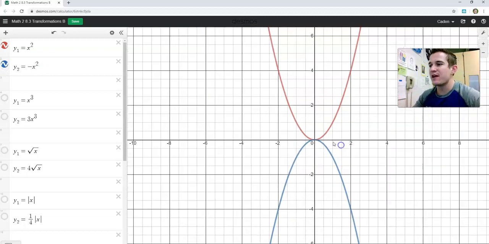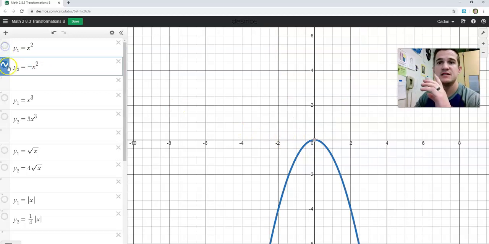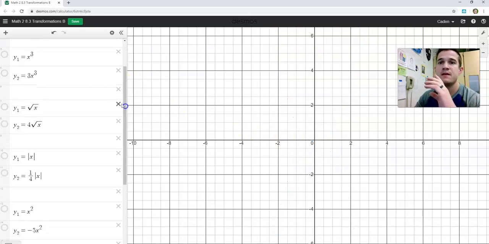That negative x squared ends up making this graph flip or reflect over the x-axis. Kind of just flips upside down. See that? So this negative here affected this graph by flipping it upside down, or reflecting it over the x-axis. Okay, take note of that.